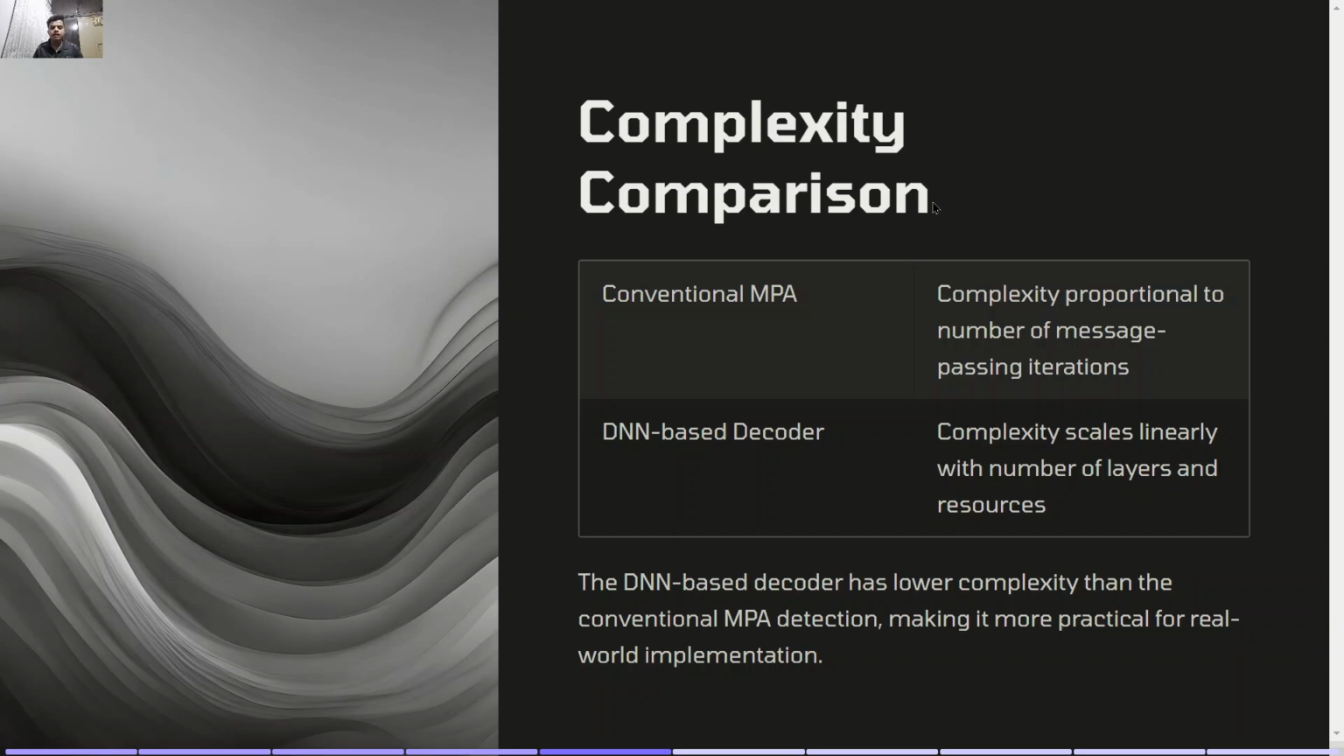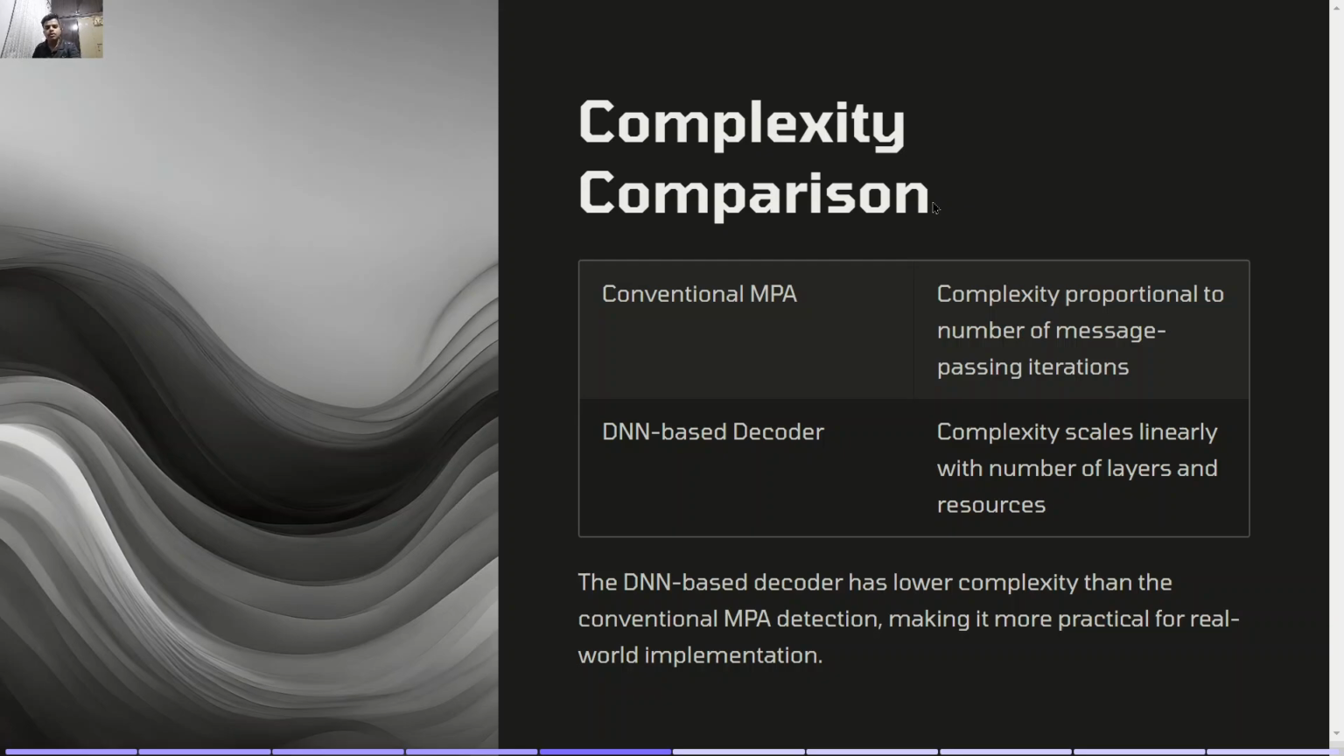Complexity comparisons between MPA and DNN-based decoder. Conventional MPA. Complexity proportional to number of message passing iterations. DNN-based decoders. Complexity scales linearly with number of layers and resources.